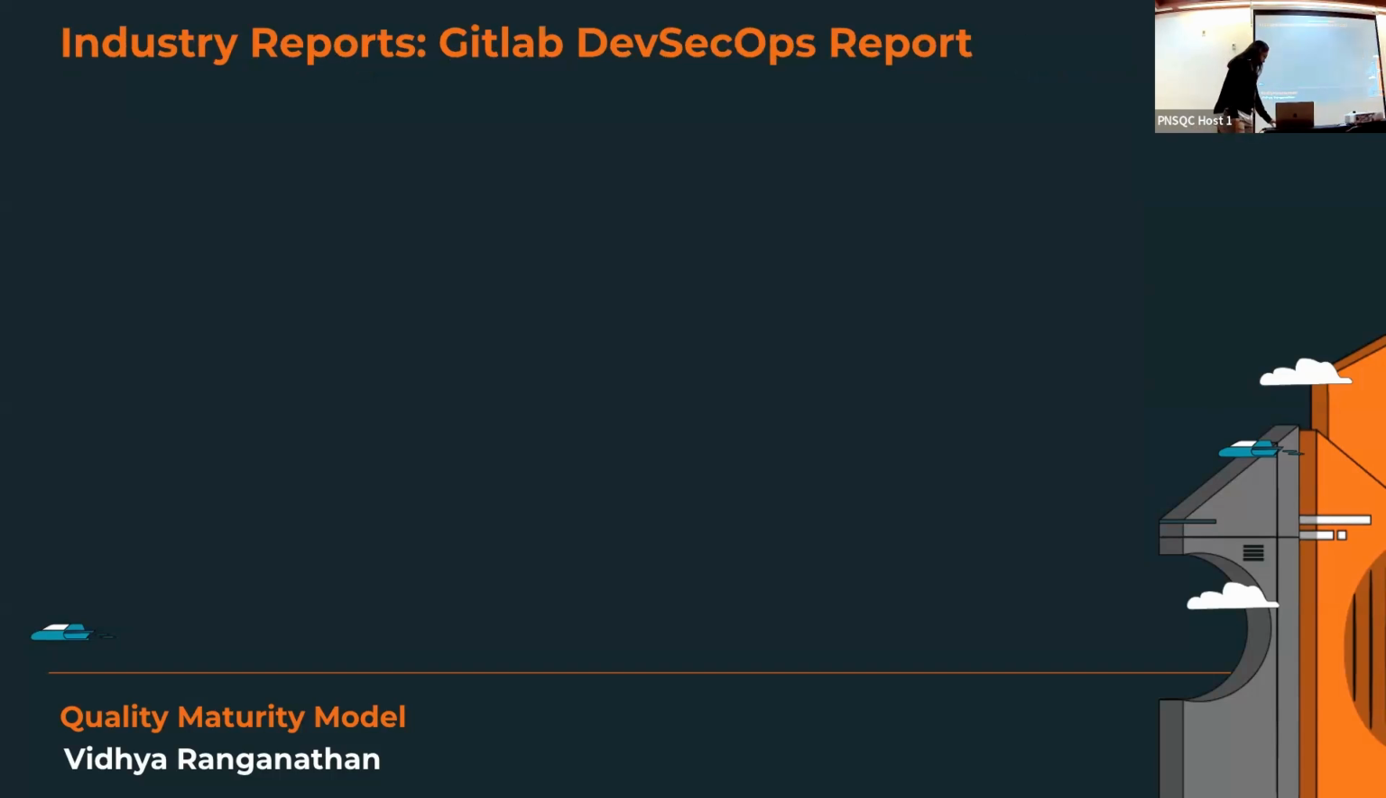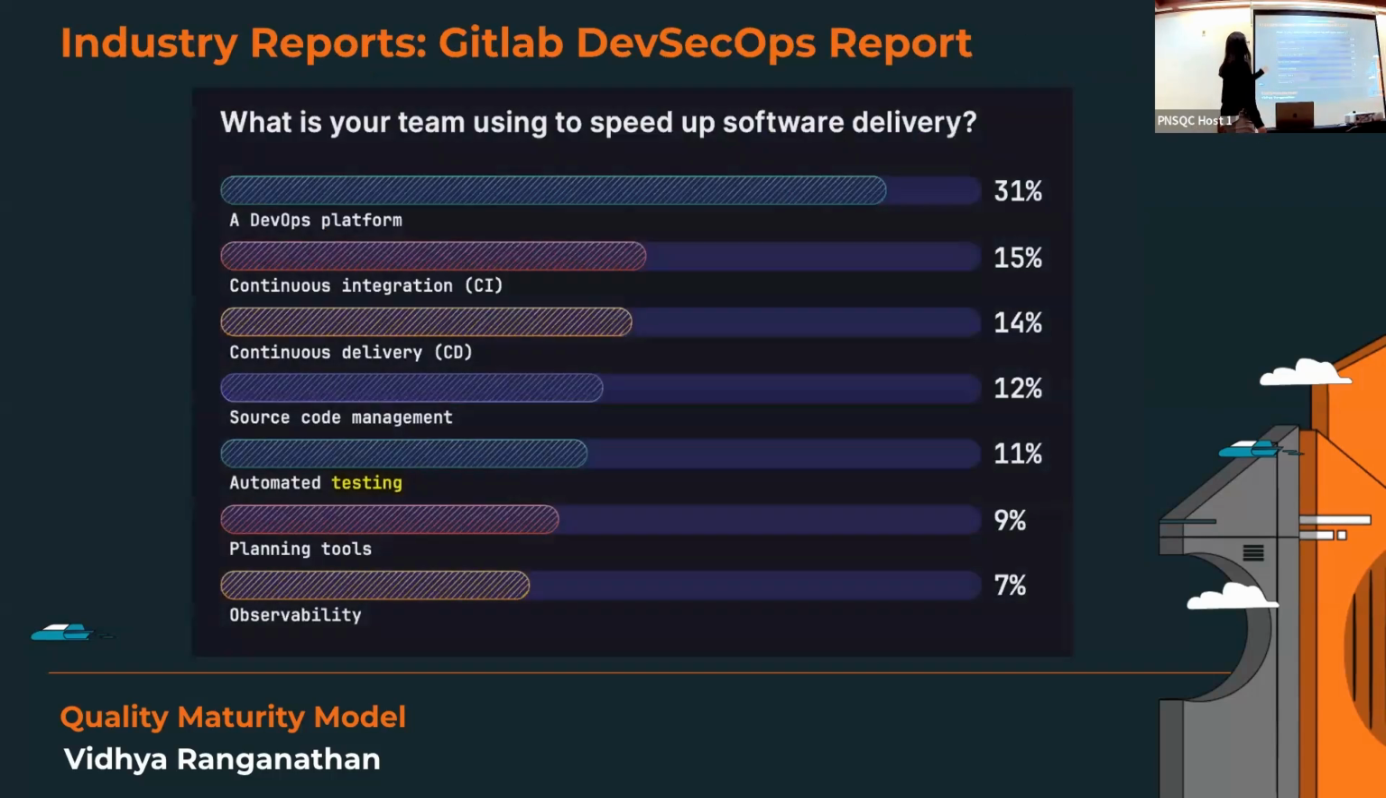So going a little bit further down into that report, GitLab also produces this DevSecOps report, which is a very interesting piece of report. And you can see trends in these reports as well. So how does your team speed up software delivery?